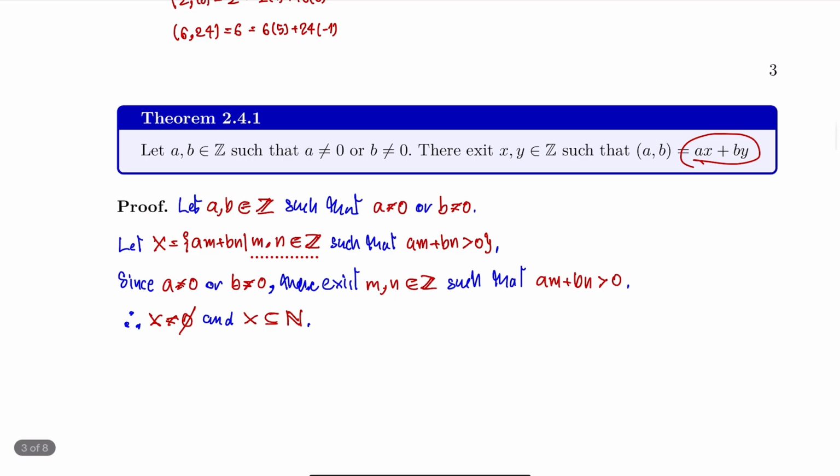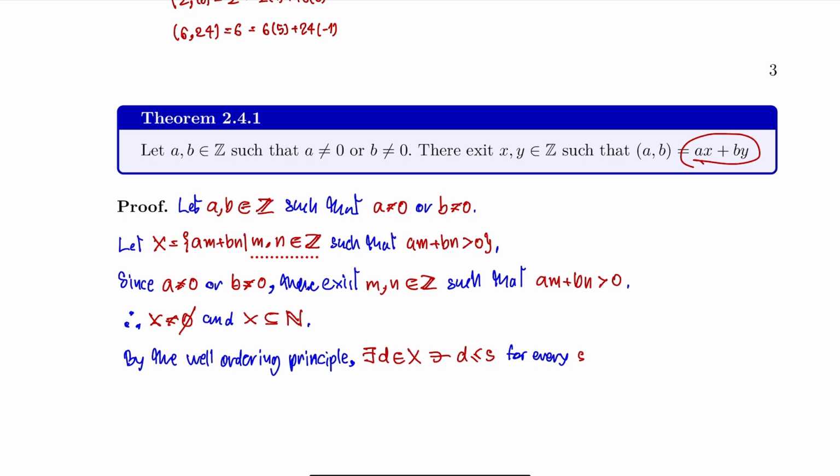What next? When we have these two conditions, we can use the well ordering principle. By the well ordering principle, there exists d in set X such that d is less than or equal to s for every s in set X.